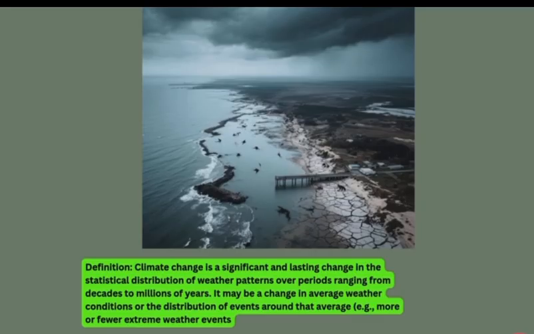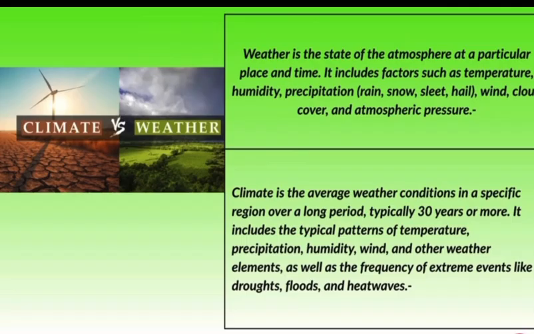Climate change is a significant and lasting change in the statistical distribution of weather patterns over a period ranging from decades to millions of years. It may be a change in average weather conditions or in the distribution of events around that average, e.g., more or fewer extreme weather events.